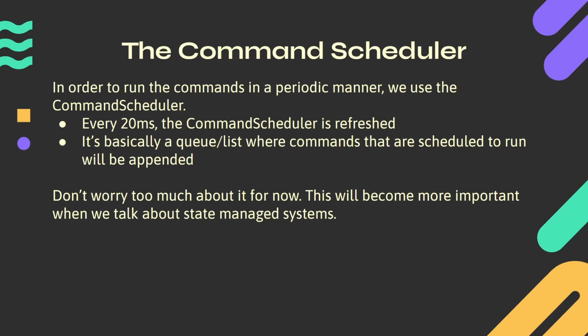We're not going to worry too much about this for now, because it's going to be important way later on in the course when we talk about state-managed systems. For now, know that there's this thing called a command scheduler that runs your commands in a periodic manner. It allows you to schedule each command accordingly. Just know that this exists, that it's refreshed every 20 milliseconds, and that it's basically just a list where commands are scheduled to run. That is all I wanted to cover for command-based programming.